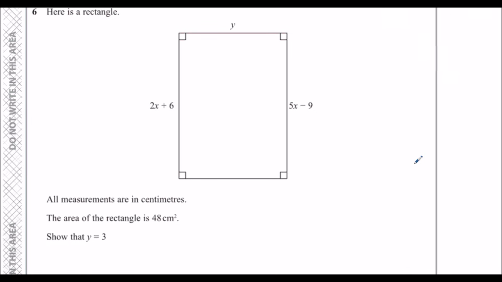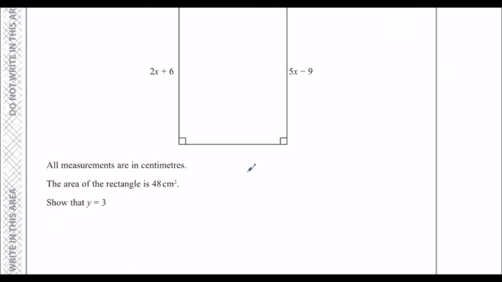So the first step is to find out what x is. And we can do that because we know that the 2 opposite lengths of a rectangle are equal. So we can work out what x is because 2x plus 6 must be equal to 5x minus 9. So we're just going to solve this equation. So we're going to subtract 2x from both sides, which leaves us with 6 equals 3x minus 9.